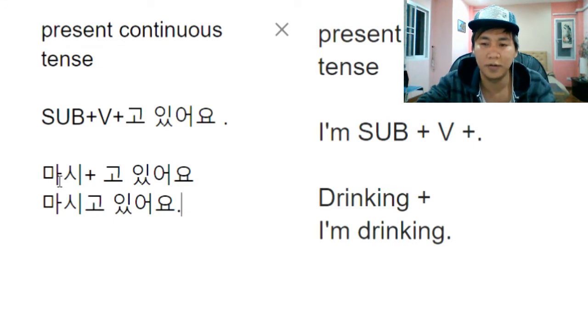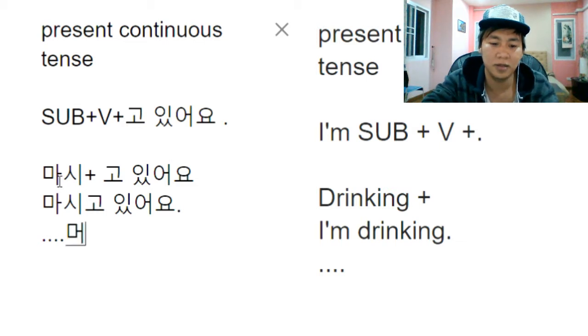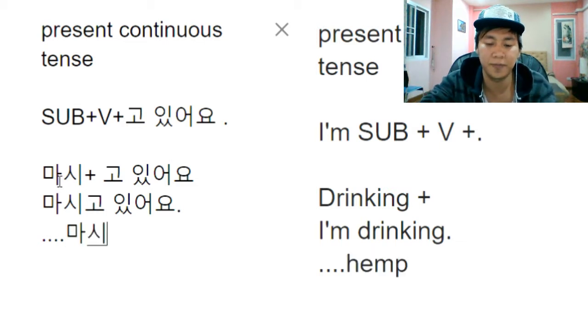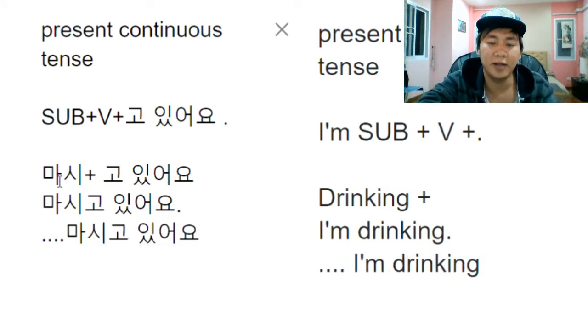What are you drinking? You just put it in front of 마시고 있어요. Okay, you see this, right? You put nouns: water, milk, beer, whatever you want.